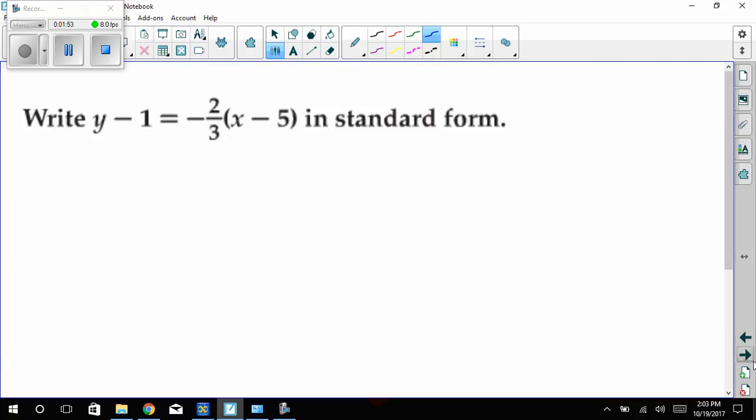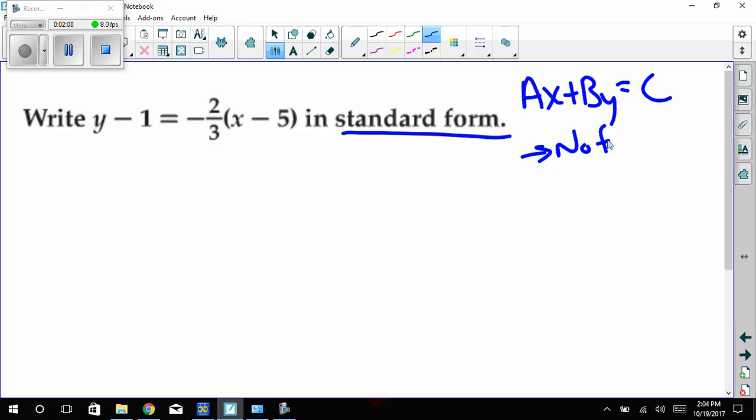The other thing you're going to be asked to do today is you're going to be given an equation in point-slope form, and you're going to be asked to rearrange it into the forms that we've dealt with before. In this case, standard form. Reminding you that standard form is ax plus by equals c with no fractions, and the x term must be positive at the end.